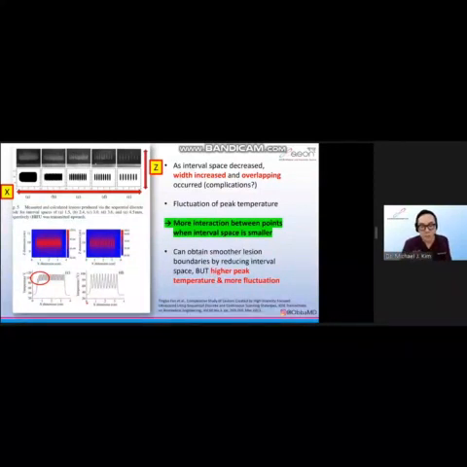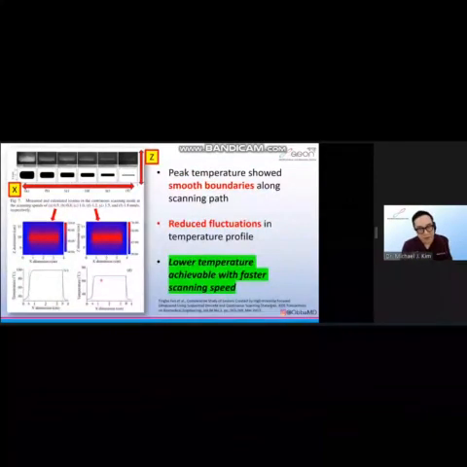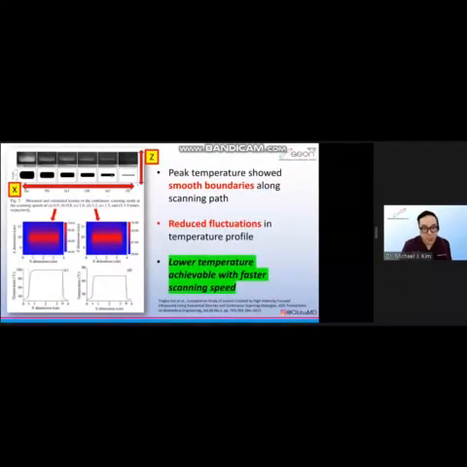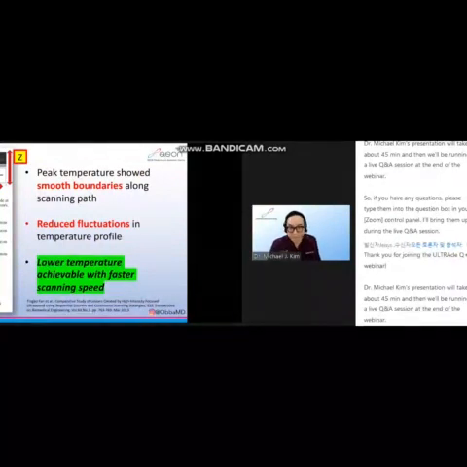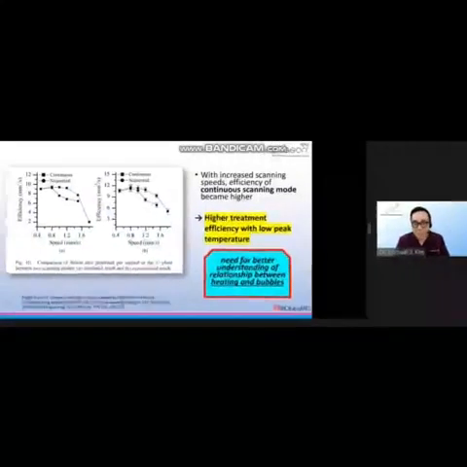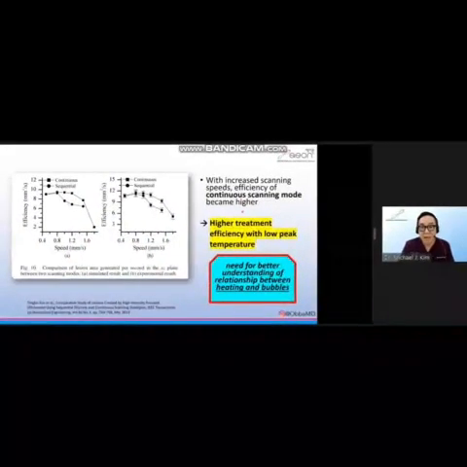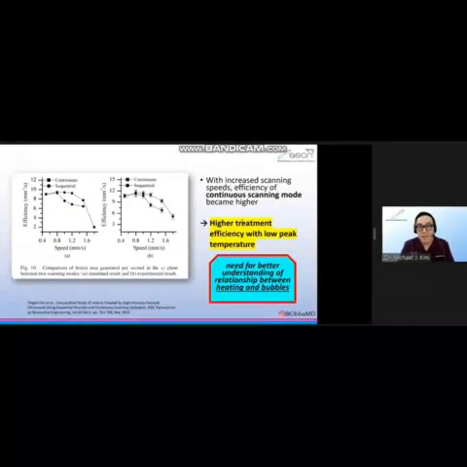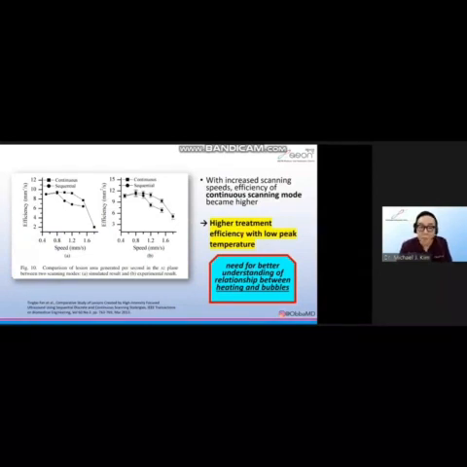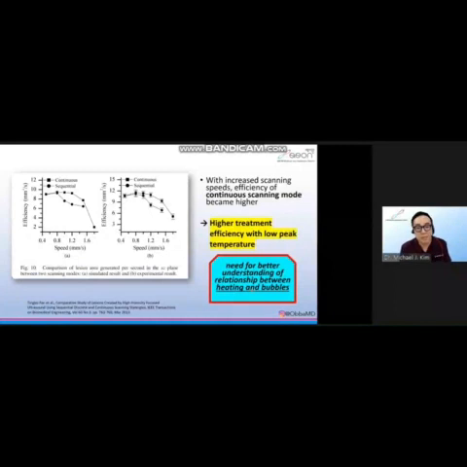Now, this is linear HIFU. This shows the difference in lesions when the speed increases. You can see the smooth boundaries along the scanning path and reduced fluctuations in the temperature profile. Efficiency of the continuous scanning mode becomes higher with a lower peak temperature than dot HIFU. And interestingly enough, in the conclusion of this remarkable paper, they state that there is a need for better understanding of the relationship between heating and bubble dynamics, which is a repeating challenge from these ultrasound experts.